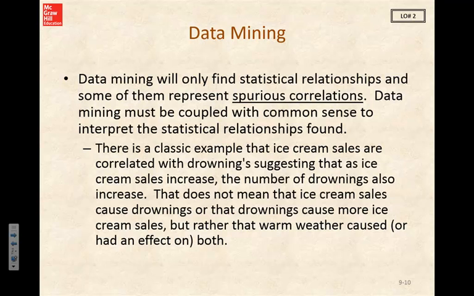A good example they have on here is that ice cream sales are correlated with drowning, suggesting as ice cream sales increase, the number of drownings also increases. It doesn't mean that ice cream makes people drown, but maybe it's more the weather that has spiked both.